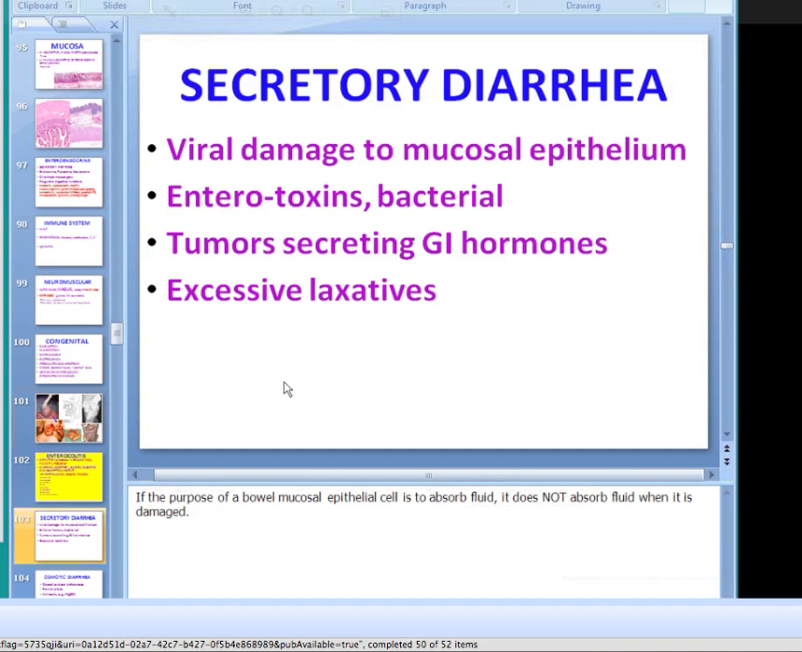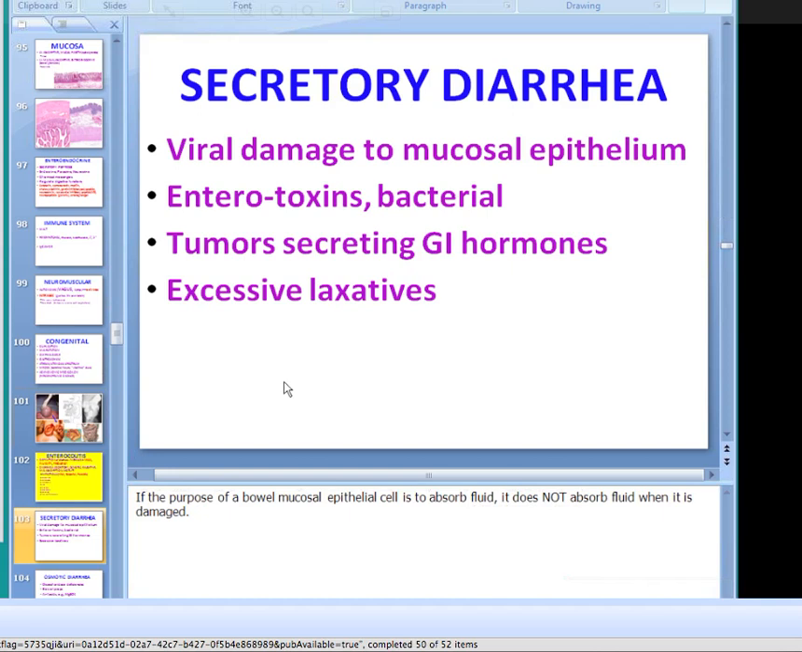A secretory diarrhea is usually virally caused, and it usually involves some kind of direct damage to the mucosal epithelium. It can also be caused by enterotoxins of bacteria.